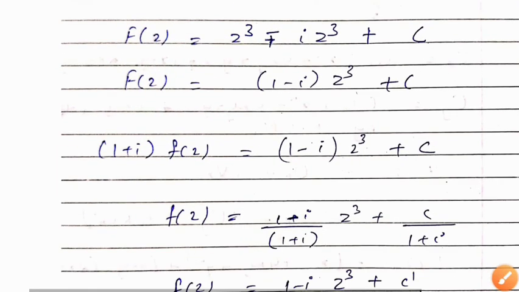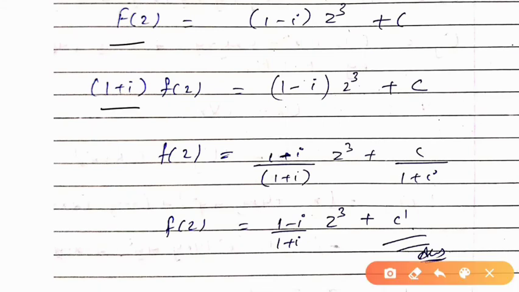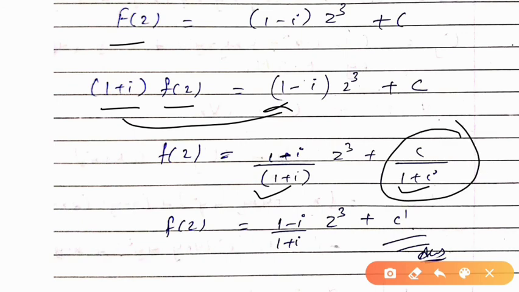Now in the starting of our example, we have assumed that capital F of z equals 1 plus i into f of z. So I have substituted here. Now I will take this 1 plus i to the denominator. So here I have put this 1 plus i in the denominator. Now see, this whole term is constant, so I can write it as c dash.